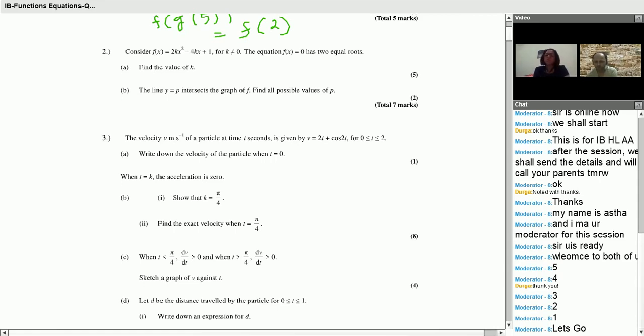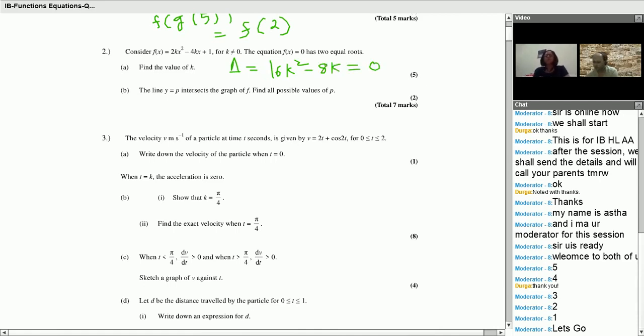Yes. So first we need to get the discriminant. How will you find the discriminant using this equation? Then we will set it to 0. It will be negative 4k squared, that is 16k squared. And then minus 4 times 2k times 1, which is 8k.